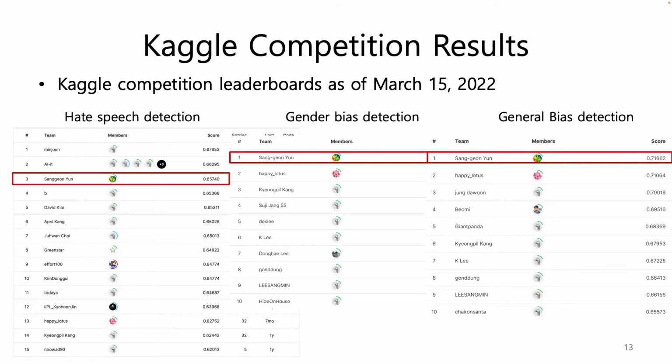These are screenshots of all three Kaggle competition leaderboards as of March 15, 2022. As you can see here, gender bias and general bias problems ranked first and hate speech detection ranked third, achieving the highest level of performance.